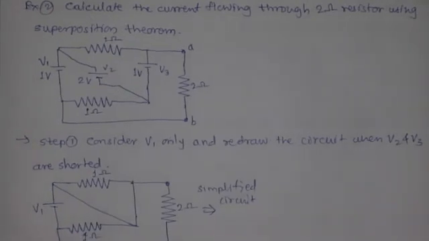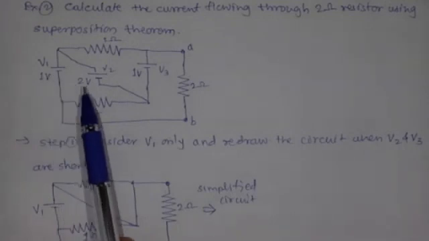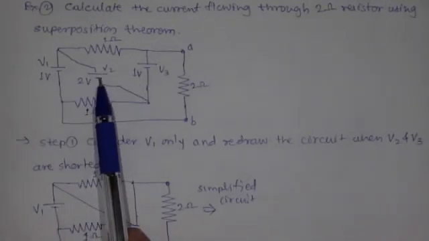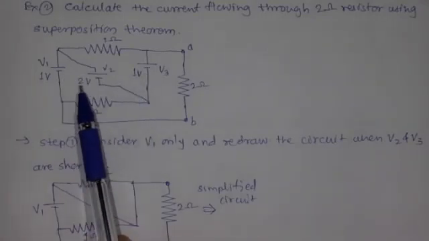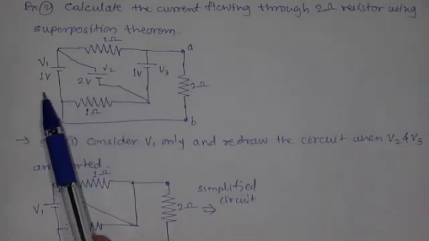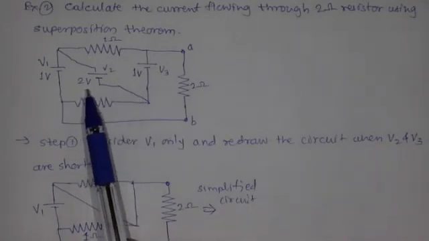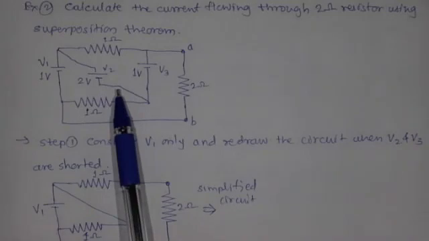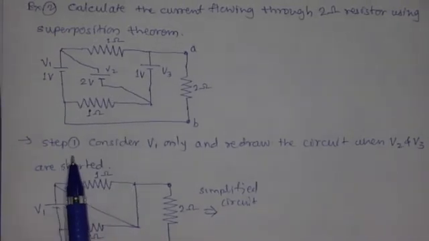Now how to find that? We have to see one by one. Firstly, we use the first source, and the remaining two sources are replaced with a short circuit. Then we use the second source, and again the remaining two sources must be shorted. Then for the third case, in this way we have to connect the sources successively and see the performance of this circuit. Now, for this case, we use step one.